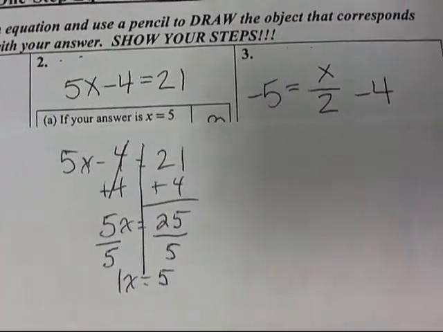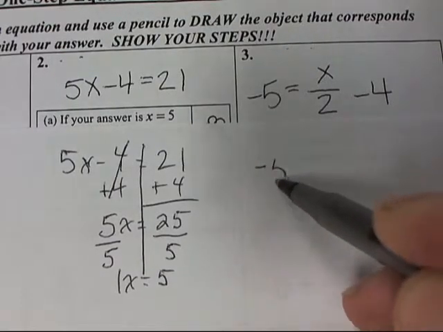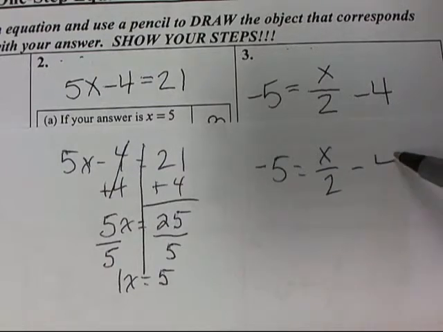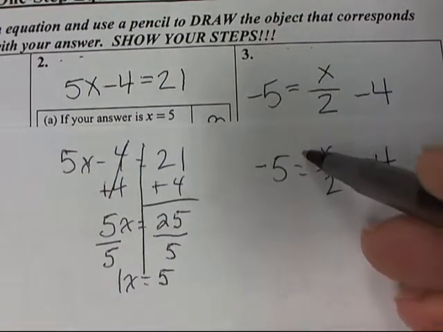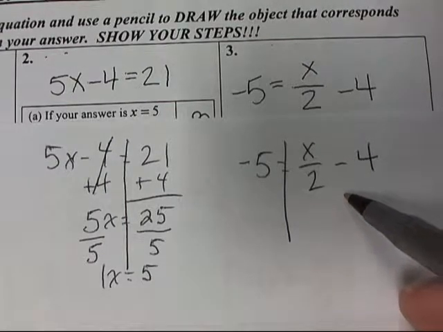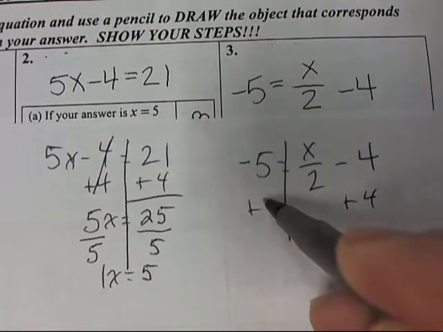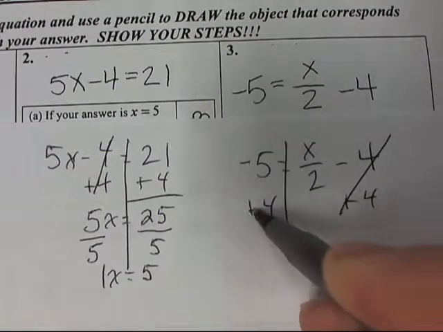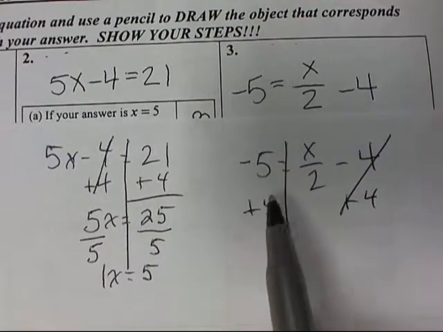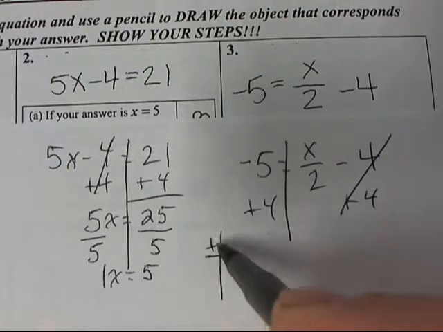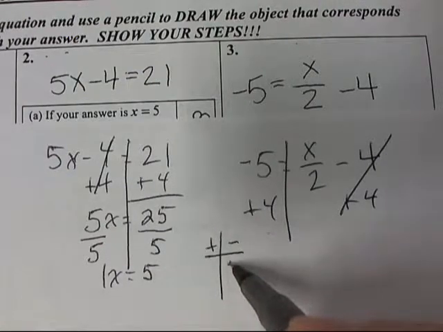Number 3, negative 5 equals x divided by 2 minus 4. Draw your line. First step is to get rid of the minus 4 by adding 4 to both sides. Minus 4 plus 4 cancels. Now, we have a negative 5 and a positive 4. So we need to think of scoreboard. We have team negative and team positive here. The 5 is on team negative, the 4 is on team positive.